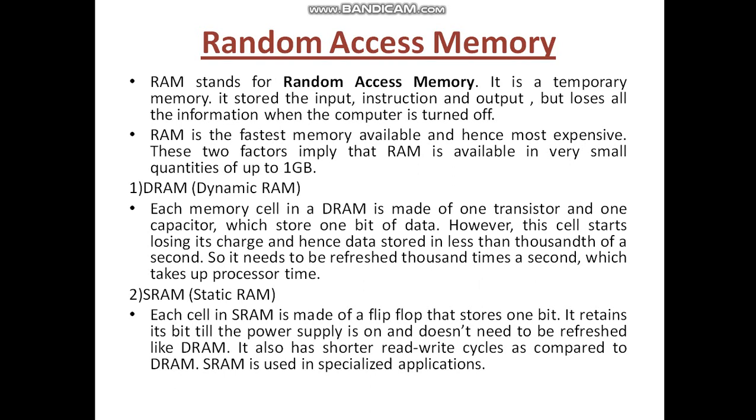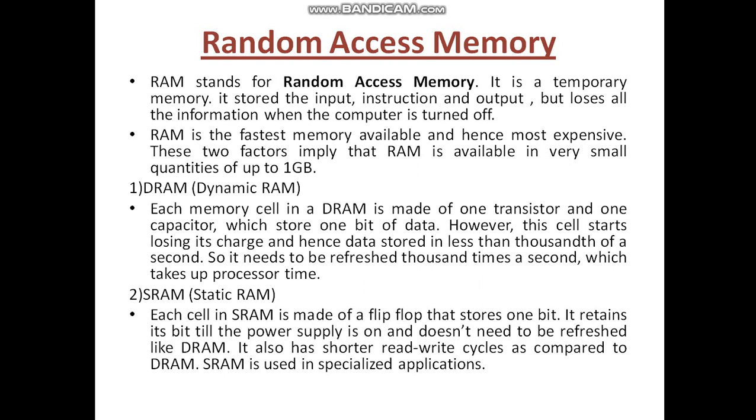RAM is the fastest memory available and hence the most expensive. These two factors imply that RAM is available in very small quantities, up to 1 GB. 1 GB means 1 gigabyte. Now, random access memory also has two parts. First is DRAM, and second is SRAM.